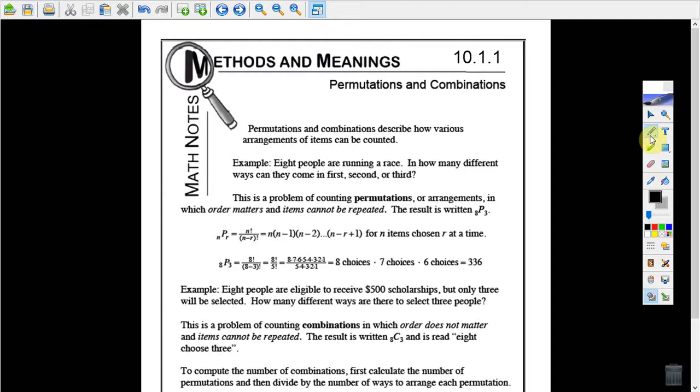Alright guys, welcome back to the first Math Notes video of Chapter 10. This is 10.1.1. We're going to talk about permutations and combinations. These are ways of describing how various arrangements of items can be counted.